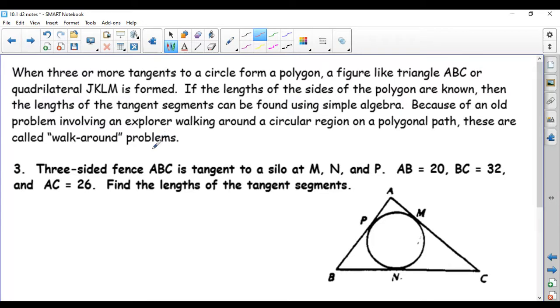The last two problems are the types of problems that we call walk-around problems. These are helpful when we have tangents to a circle that form a polygon, like the triangle ABC here, where side AB, side BC, and side AC are all tangent. If the lengths of the sides of the polygon are known, then the lengths of the tangent segments can be found using algebra. We call these a walk-around problem, and you'll see why. Let's move down.